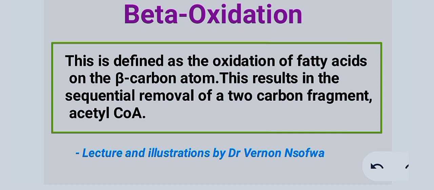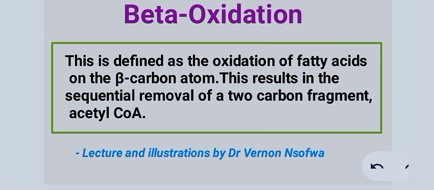So let us dive into this topic. When you talk about beta oxidation, what are we talking about? What comes to your mind? We're simply talking about the breakdown of fat acids. Beta oxidation is a process by which we break down fat acids so that we can produce acetyl-CoA. So the end product of beta oxidation is acetyl-CoA.